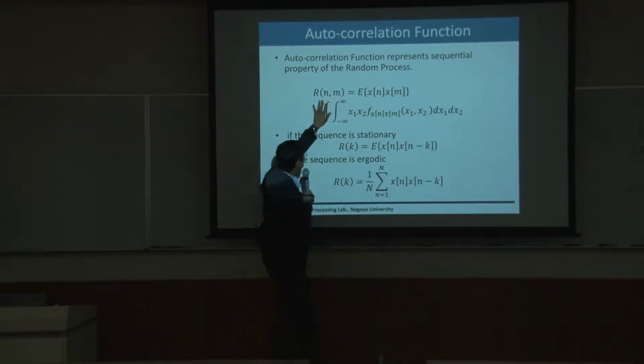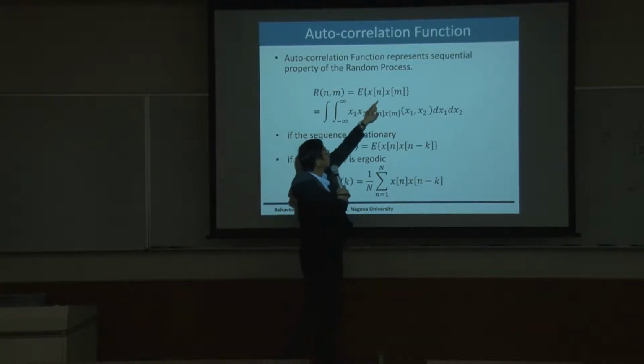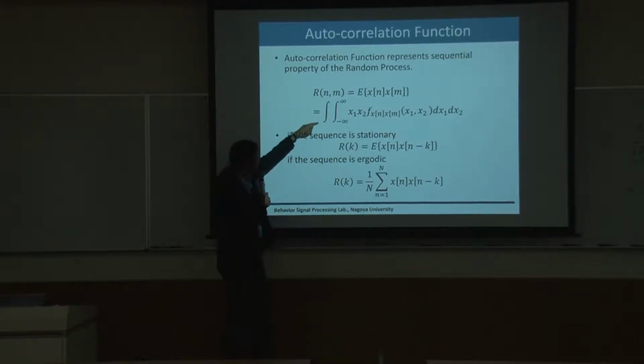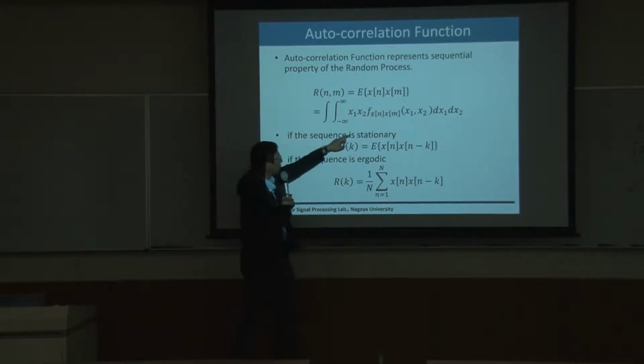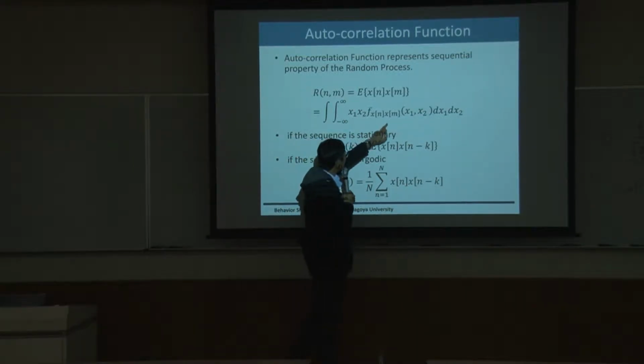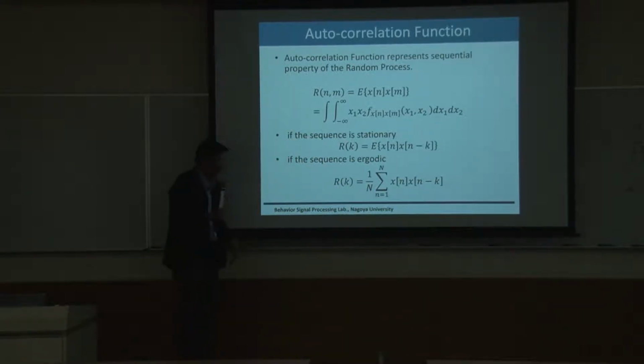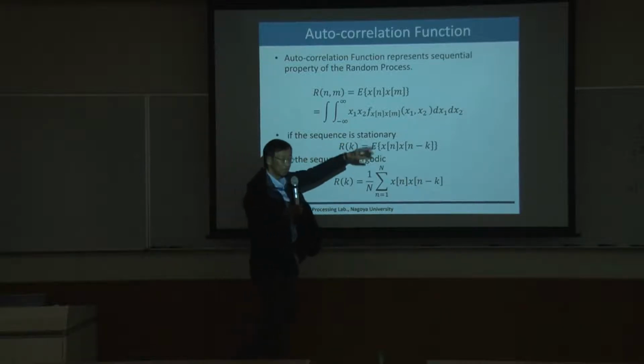So naturally, the correlation function or autocorrelation function has two indices, n and m, and xn times xm. Its expectation value is the definition of the autocorrelation function. So if you knew the joint probability distribution of xn and xm, then that can be calculated like this. But usually you don't know, because that is a stochastic function. You cannot know. But in general, if you can assume that the sequence is stationary, this is very important, okay?